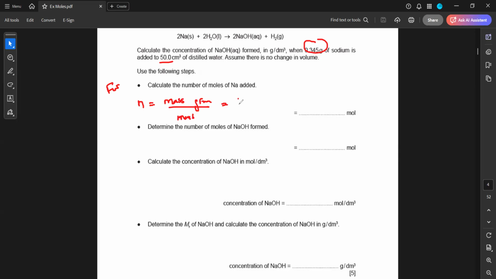So mass in gram is how much? 0.345. And what about the molar mass for sodium? When you check the periodic table, it is 23. So the atomic mass, it's an atom. So that's why in the molar mass, we substitute the atomic mass 23. So when we divide, we'll get 0.015.